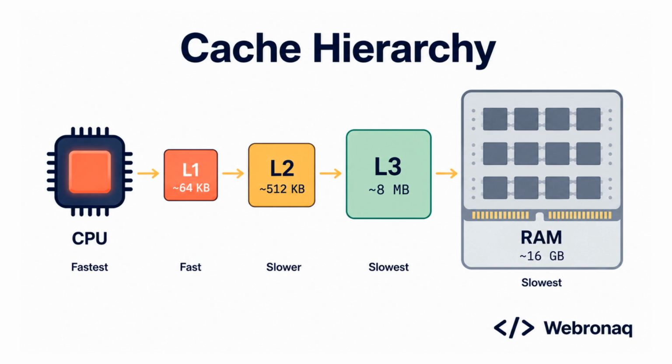Think of it like your workspace. L1 is the sticky note on your monitor. L2 is the open notepad on your desk. L3 is the drawer right under your desk. And RAM? RAM is the storage room down the hallway. The CPU always tries the closest option first, and only walks further when it has to. So what happens when the data is found versus when it isn't? That's the moment that decides your program's speed.